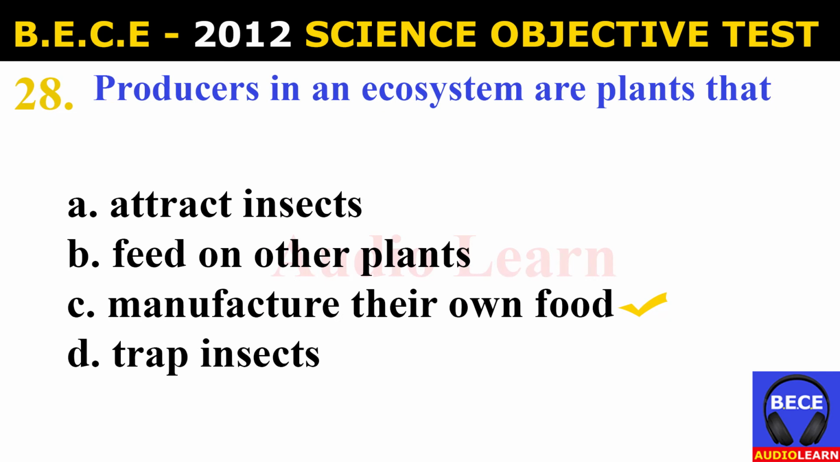Number 28. Producers in an ecosystem are plants that A. attract insects. B. feed on other plants. C. manufacture their own food. D. trap insects. And the answer is C. Manufacture their own food. Producers in an ecosystem are plants that manufacture their own food.